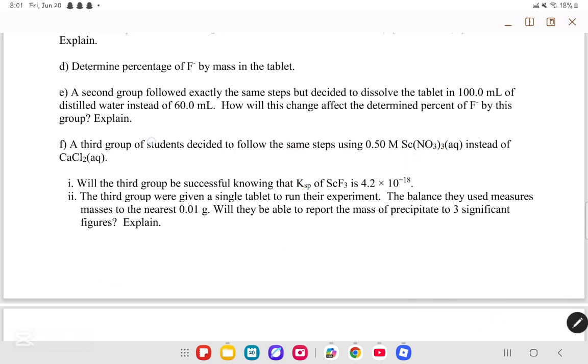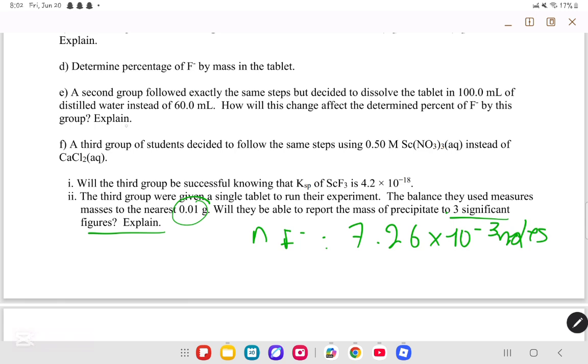It says the third group were given a tablet to run their experiments. The balance they used measures masses to the nearest 0.01 grams. Will they be able to report the mass of the precipitate to 3 significant figures? Explain. Very simply, if you remember from above, the number of moles of F minus was 7.26 times 10 to the power of minus 3 moles, right?